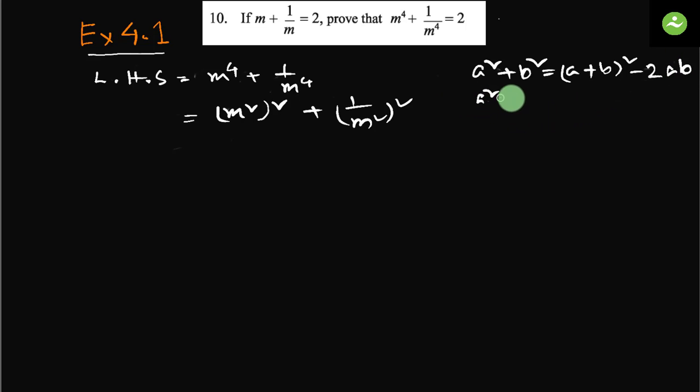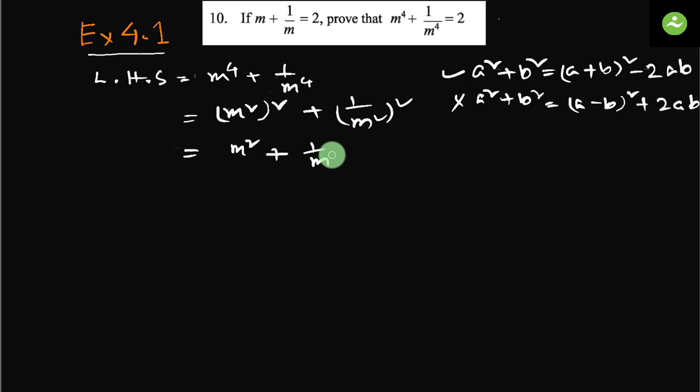Yes, there is another formula, a square plus b square equals a minus b whole square plus 2ab. And we won't go for this one. Why? Because this is a minus b, but we have got a plus b, m plus 1 by m, so we should use this. Okay, now apply this formula to a square plus b square. So it should be a plus b, here b means 1 by m square, and then whole square minus 2ab, 2a means m, b means 1 by m.